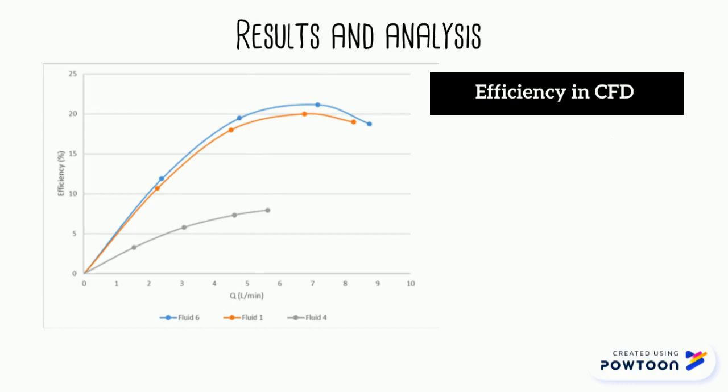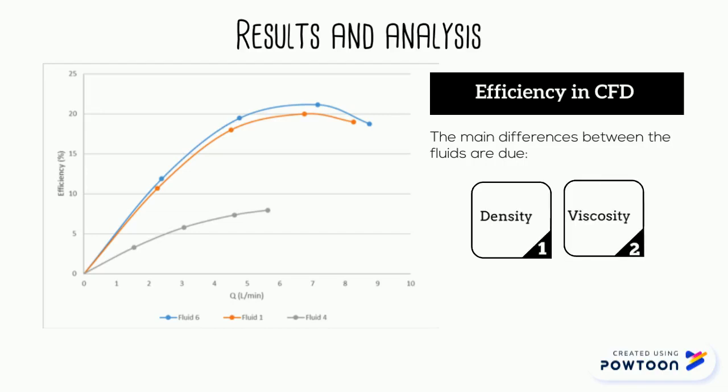Also, the main difference between the fluids is due to the physical properties, mainly the density and viscosity. In this case, fluid 6 has the highest density and the lowest viscosity, while fluid number 1 has a lower density but the same viscosity. So, the viscosity affects the figure more.